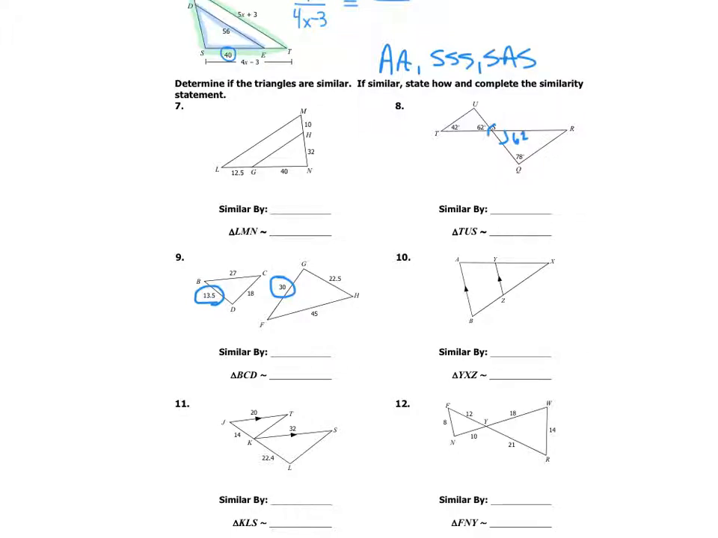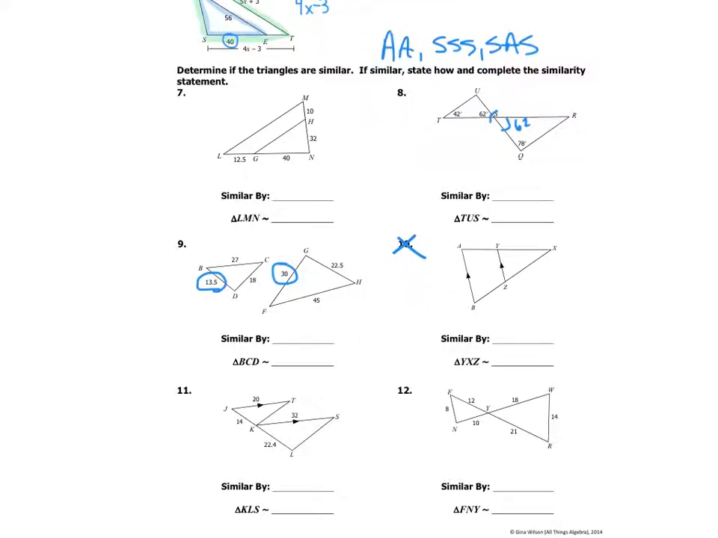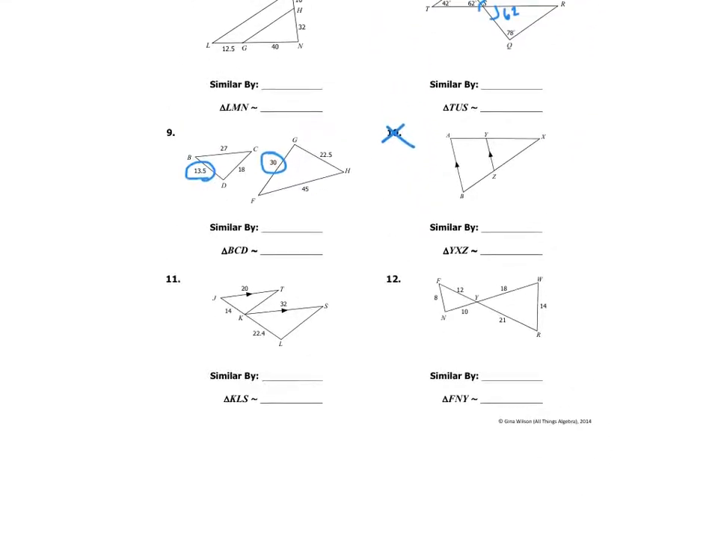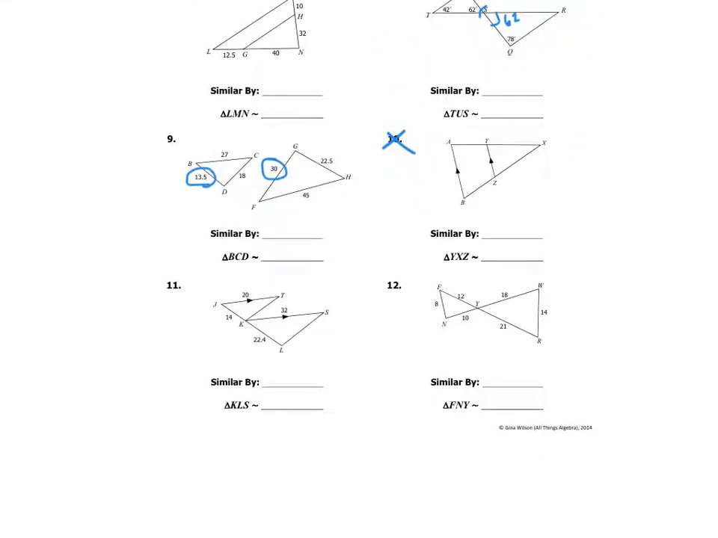I'm going to let you skip number 10. Okay. And 11. We'll skip 10 and 11. And we'll finish up with 12. 12 is just like number 9. Okay, it's just like 9.